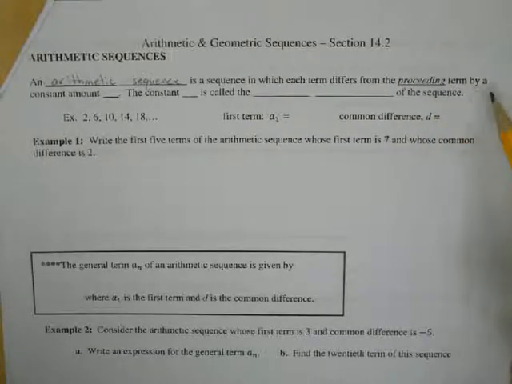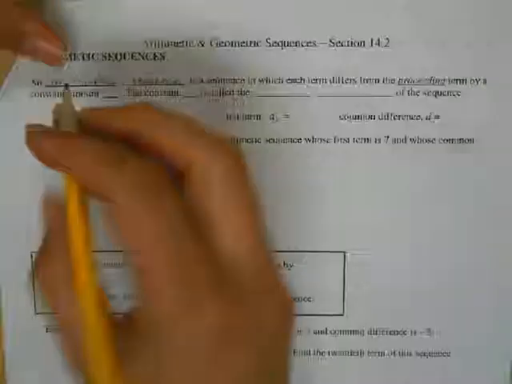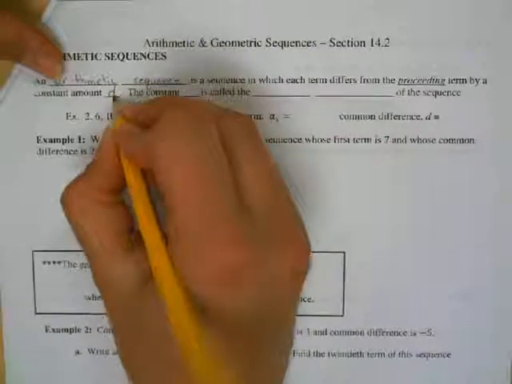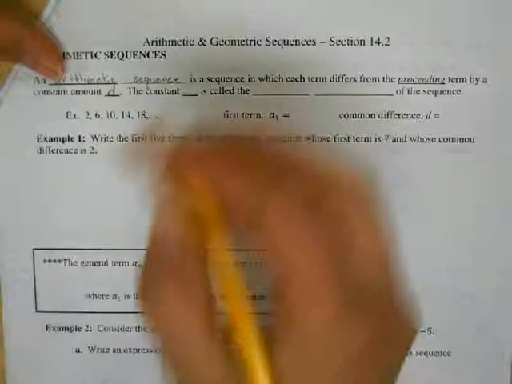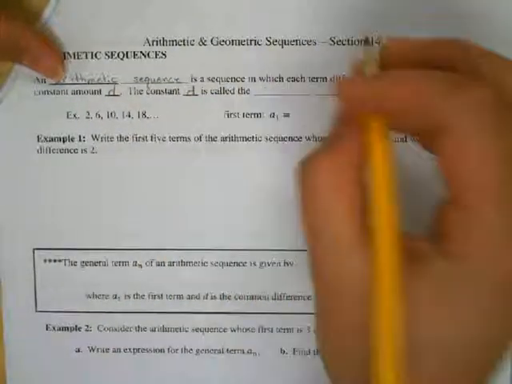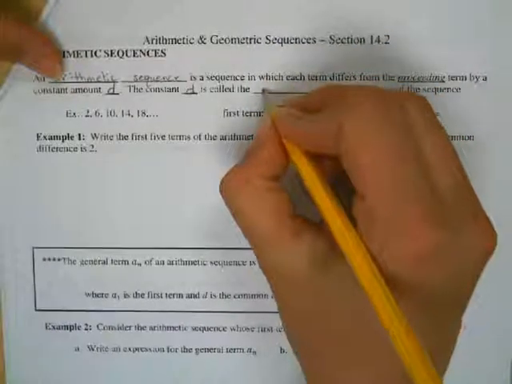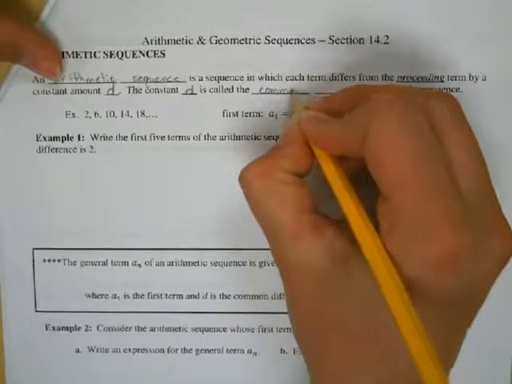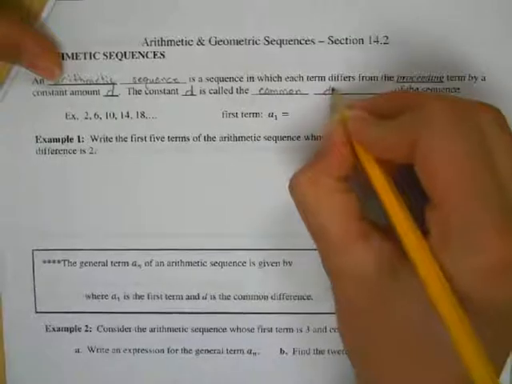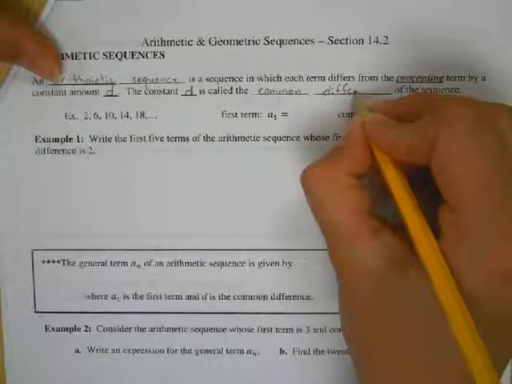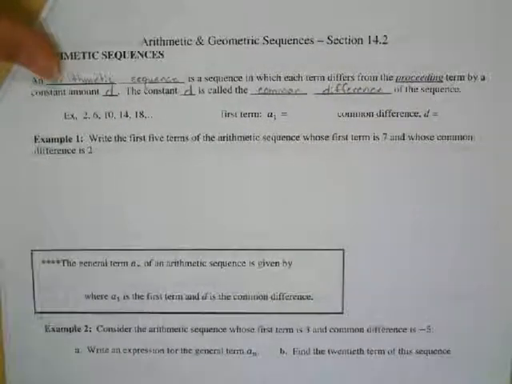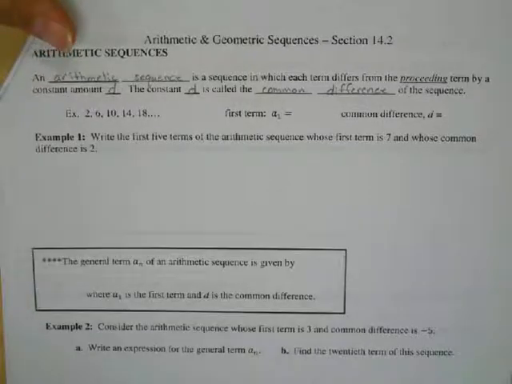by a constant amount d. Okay, the constant d is called the common difference. That's why it's a d. Common difference of the sequence. Okay, so d is going to be the common difference.